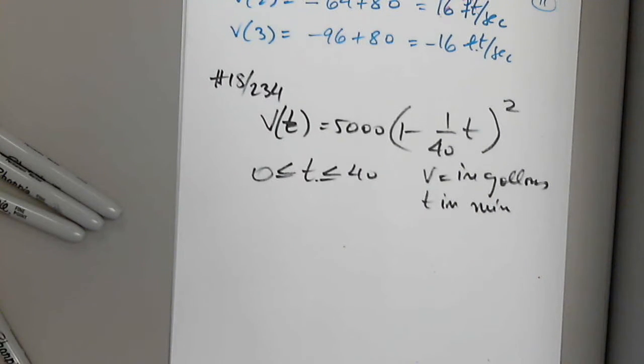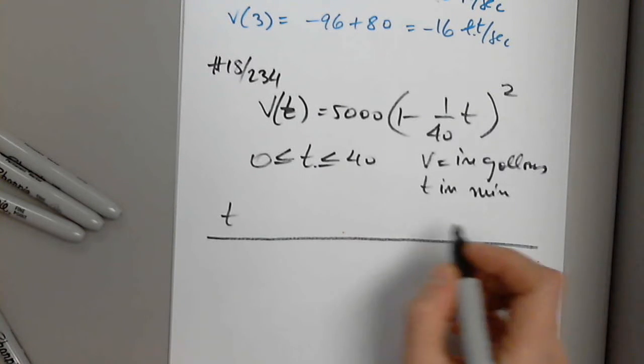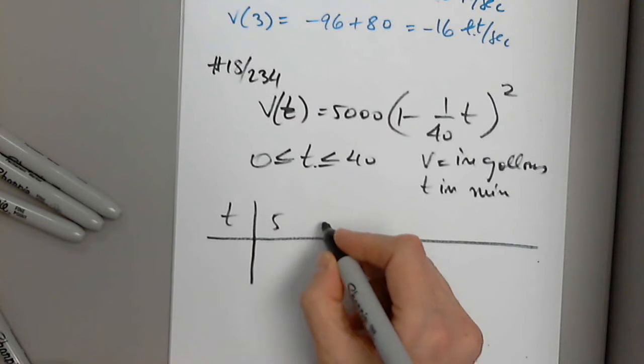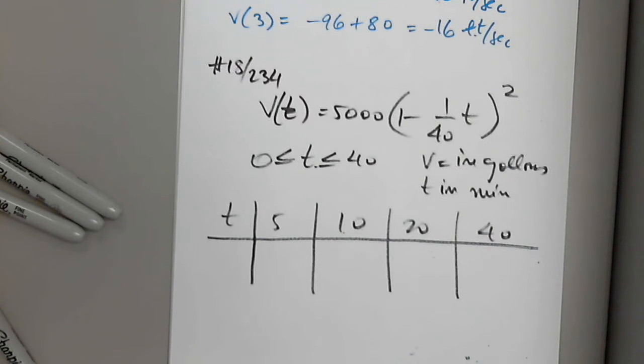Okay, anything else? Find the rate at which water is draining from the tank after 5, 10, 20, and 40 minutes. And then we'll answer the rest. So t is 5, 10, 20, and 40. Just making sure I copy this. And then we'll respond to the rest. Okay, ready?